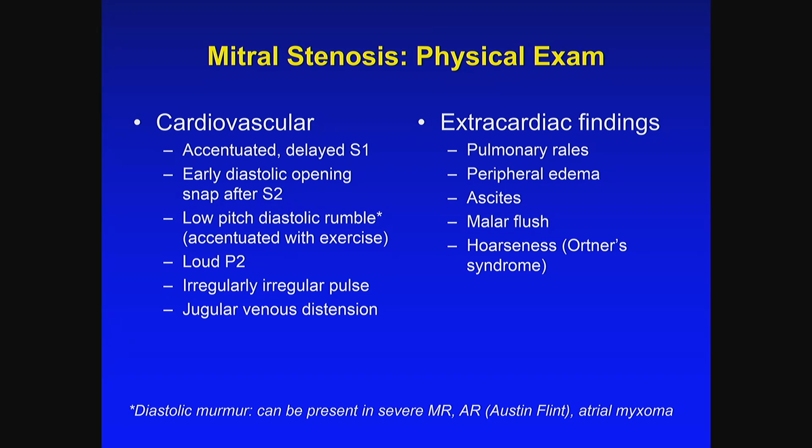Now, it's important to note that a diastolic murmur can be present in conditions other than mitral stenosis, including severe MR because of the large flow of blood in diastole back from the left atrium into the left ventricle, and aortic regurgitation from an Austin Flint murmur, where the regurgitant aortic jet abuts the opening of the anterior mitral valve leaflet, as well as an atrial myxoma, which can functionally lead to a gradient between the left atrium and the left ventricle, much like mitral stenosis.